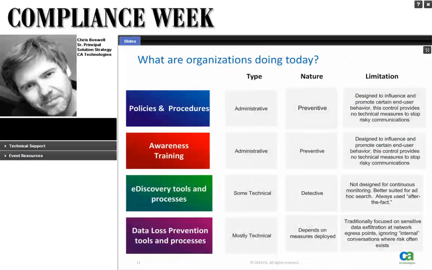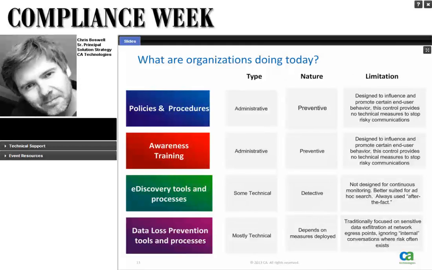So we talked a little bit about the landscape, the threats that are out there, and the reasons why we need to be monitoring electronic communications. Now we're going to shift gears slightly and talk about what organizations are actually doing today to mitigate these threats and manage this risk. So I used to be an IT auditor with a couple of Big Four firms in a past life, and I would evaluate the effectiveness and design of controls and then test those controls.